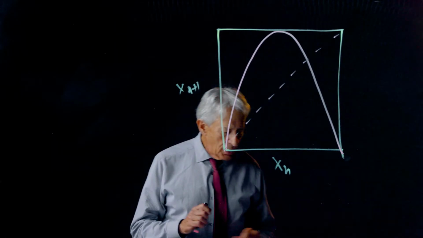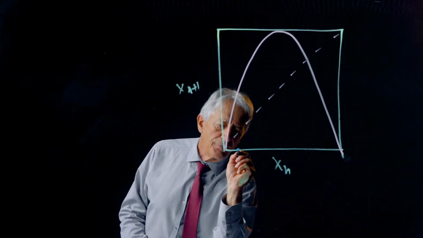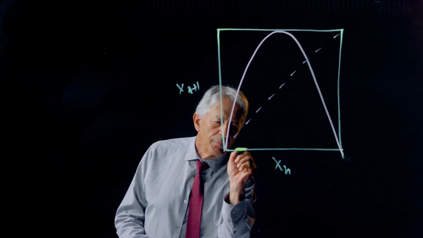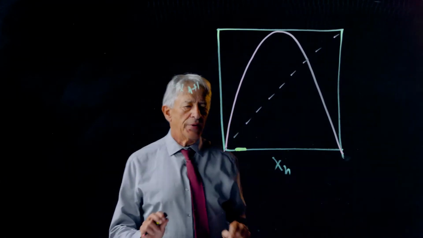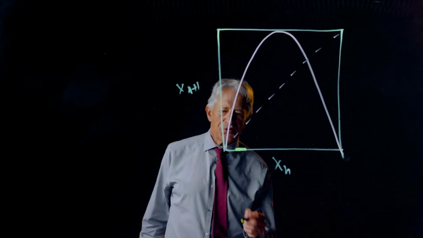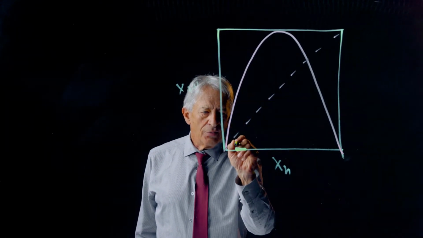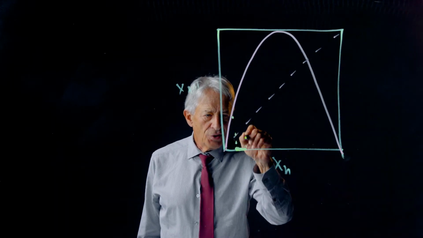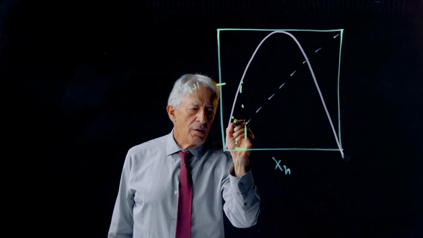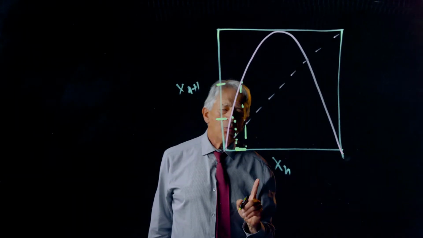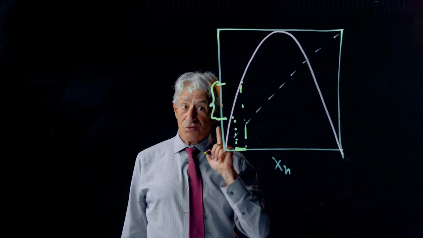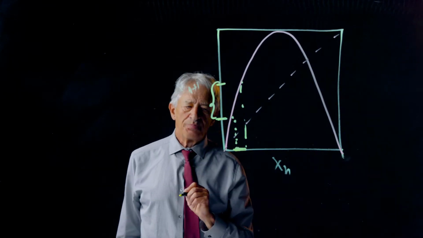And I want to look at a little interval. Let's get a better marker for that interval. Here's a little interval on the x-axis. And I want to ask, what is going to happen to the points on that interval? Well, they're all going to go up to the function, and they're going to get sent over here. And now I want you to notice something. This distance is greater than this distance.